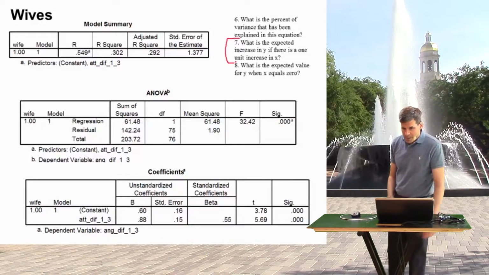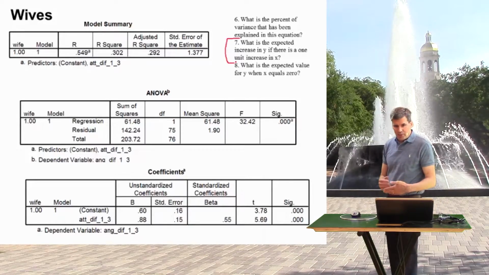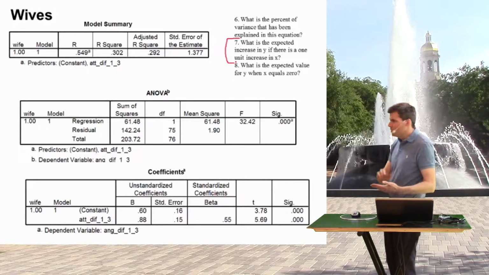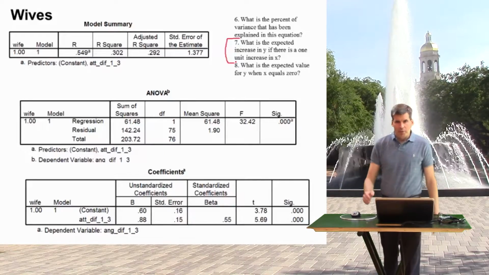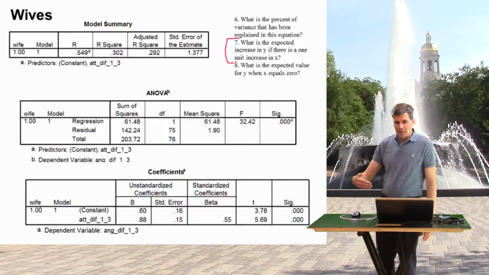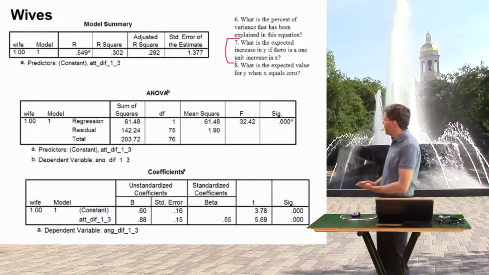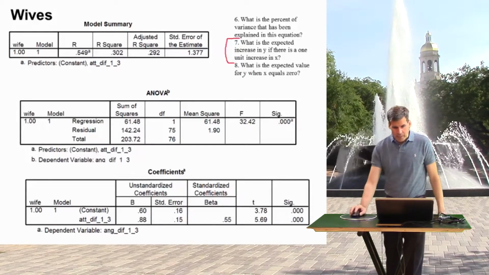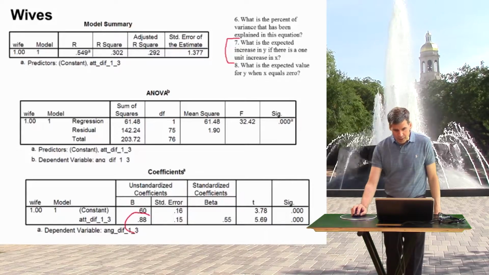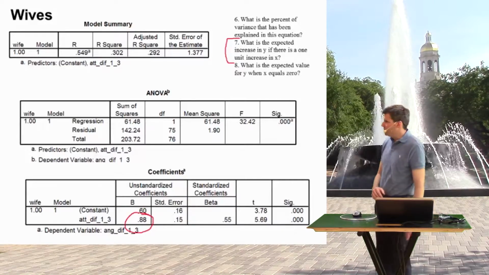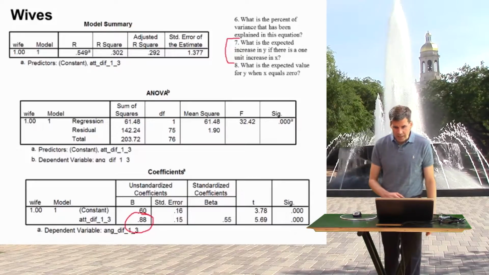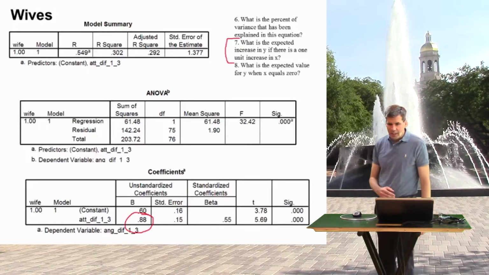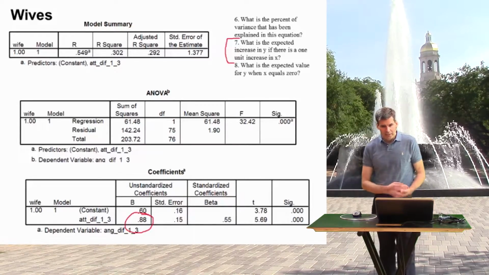Next question. What is the expected increase in y if there is a 1 unit increase in x? Well, that's asking for the beta weight. The beta weight tells you how much y is expected to go up if x goes up by 1 unit. And our beta weight is 0.88. So that's the answer to that question. 0.88, that's the expected increase in y given a 1 unit increase in x.